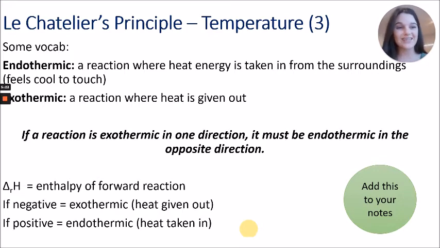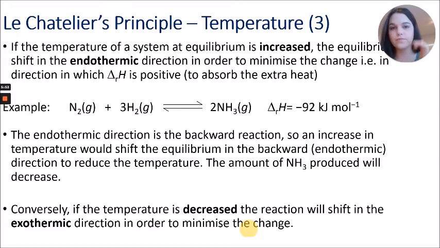If delta RH is a negative number, then the forwards direction is exothermic. Remember, exo, heat exits, heat is given out to the surroundings. If it's positive, then the forwards direction is endothermic. The forwards reaction takes heat in from the surroundings and makes the surroundings feel cold because it's taking away the heat from the surroundings. Okay, so let's keep that in mind now.